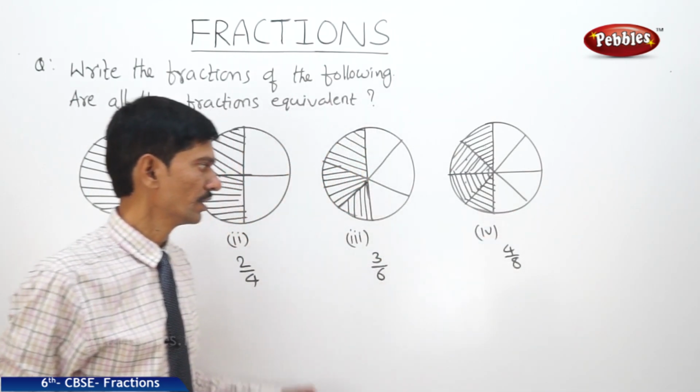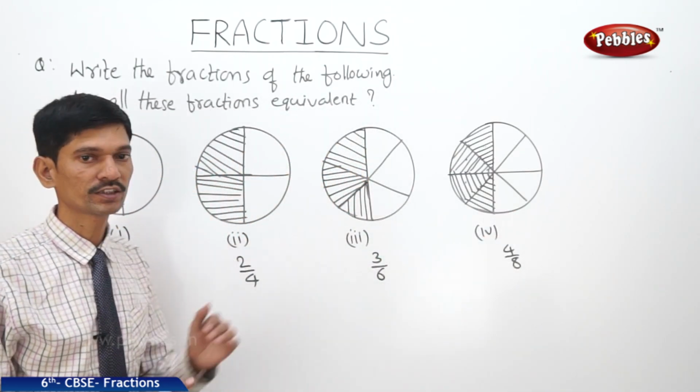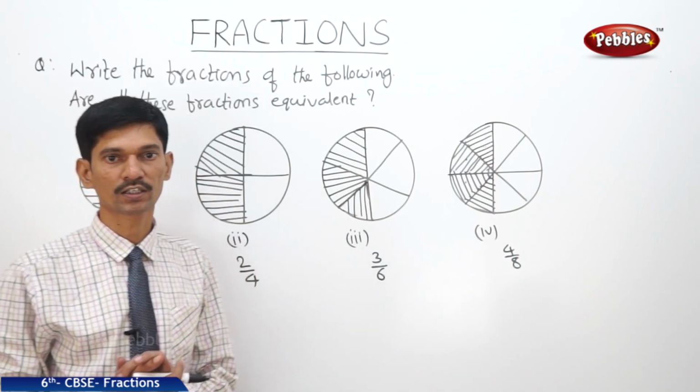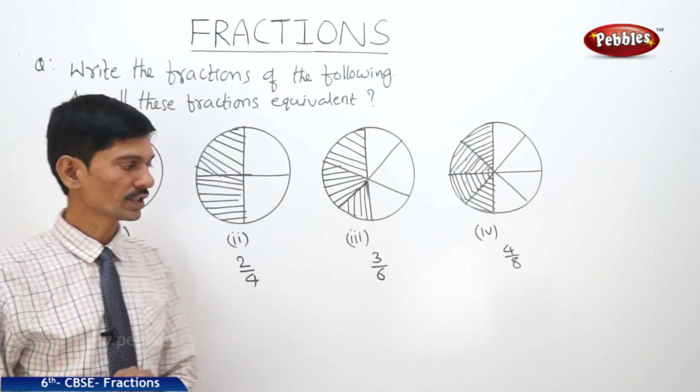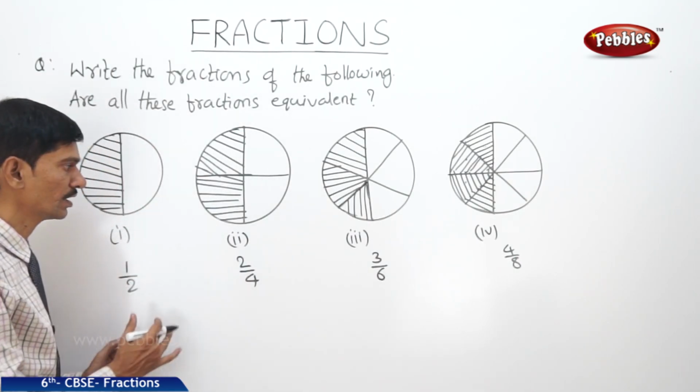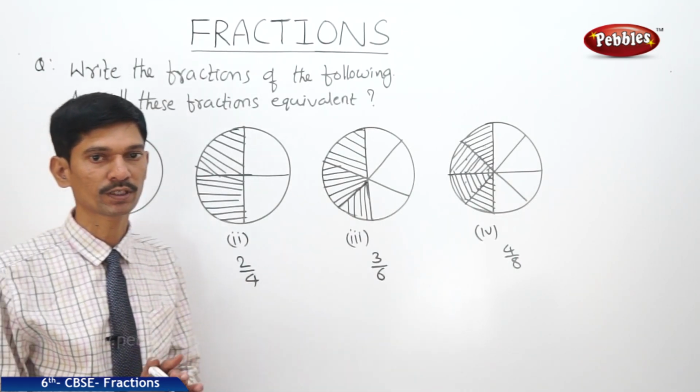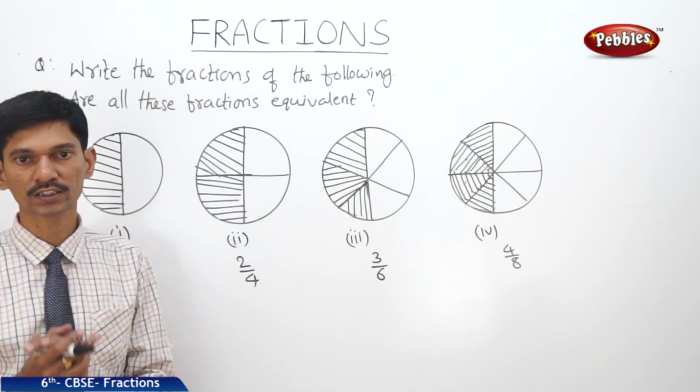Now let us check whether all these fractions are equivalent or not. How can you say two fractions are equivalent? If both numerator and denominator are multiplied by the same number, then we get its equivalent fraction.